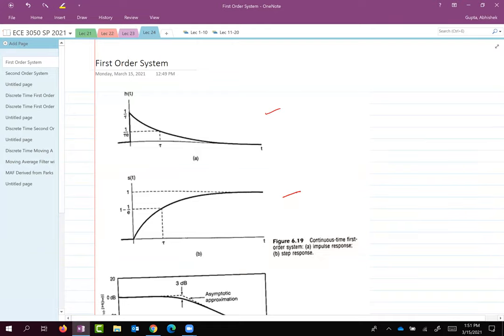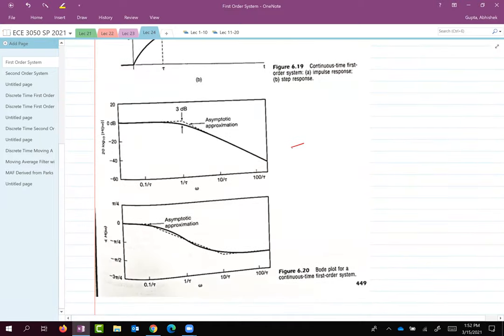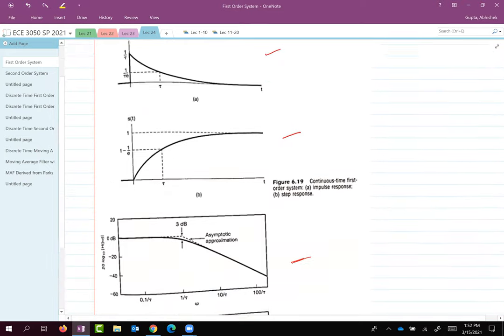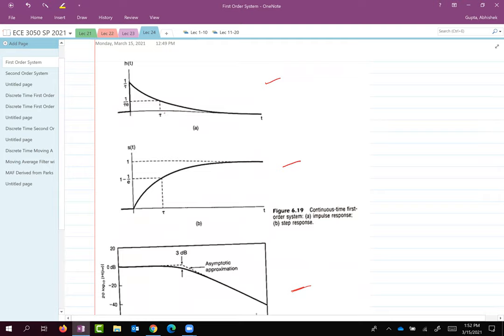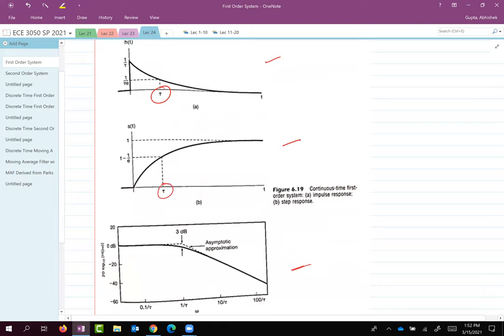So this is the impulse response of the first order system. This is the step response of the first order system. This is the Bode plot, the Bode magnitude plot, and the Bode phase plot of the first order system. So one of the things we realized is, tau is the time constant for this first order system.